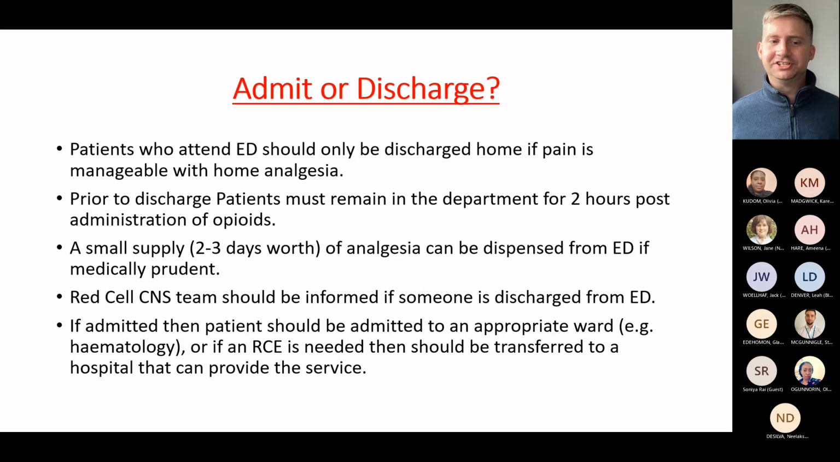If admitted, then the patient should be admitted to an appropriate ward, so usually a haematology-based bed. If a red cell exchange is needed and your hospital can't provide that service, or can't do it out of hours, or just doesn't have capacity, then a bed needs to be identified elsewhere that could provide this service. And that's usually the doctor's decision to transfer the patient. If it can wait, we'll do it during daylight hours, but if it really can't wait, then we'll transfer out of hours.